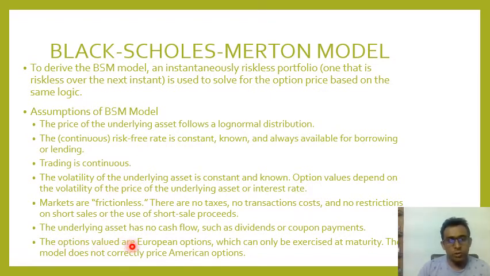The options valued are European options, which can only be exercised at maturity. The model does not correctly price American options, so you can value European options with all these assumptions. Still, the Black-Scholes-Merton model is the only model that values options properly, so we are using it even now. The binomial tree model can value up to a definite time period, maybe 1 or 2 time periods. After that, we will have to use the Black-Scholes model, even if there are many weird assumptions taken by the BSM model.